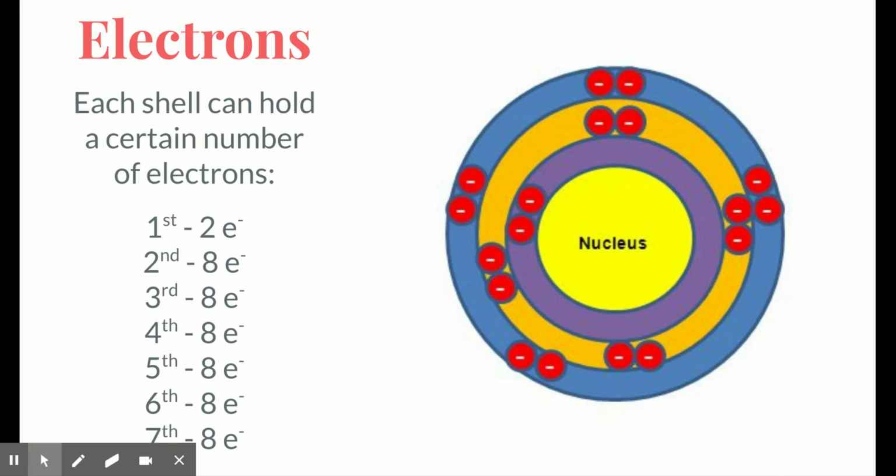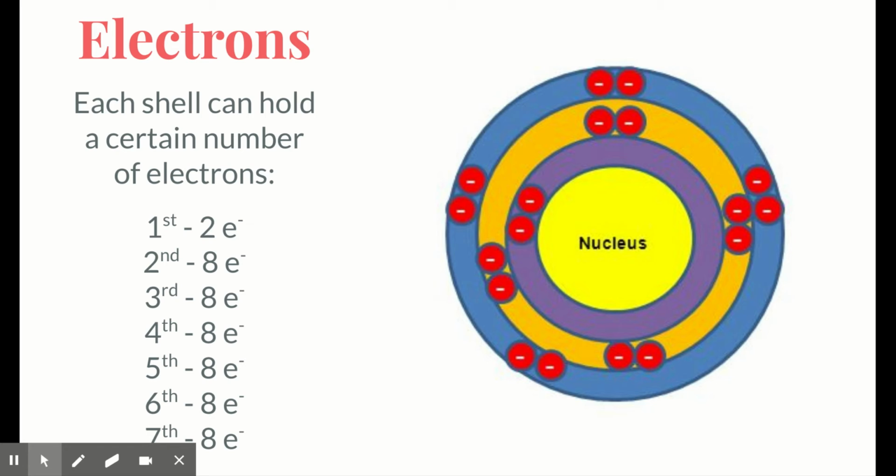For example, the first shell, which is closest to the nucleus, can only hold 2. The second shell can only hold up to 8, maximum of 8. Third shell can hold up to 8 as well. And then remember, if the atom is bigger and needs another shell, it can hold up to 8. So the largest number of shells you can have is up to 7, but the pattern stays the same. It's 2, 8, 8, 8, 8, 8, 8.